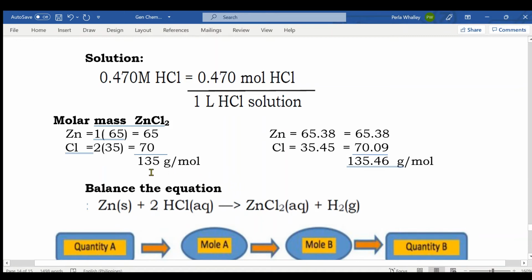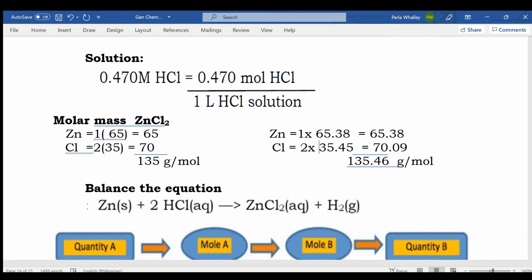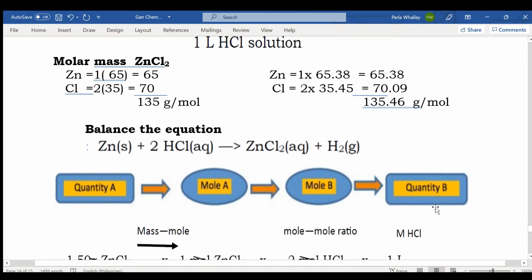This is the value when the atomic masses are rounded off. And this is the value when the atomic masses are not rounded off. Okay. So there is 1 zinc and there are 2 chlorine. Okay. So that is the value. So either of the two will give you the same answer in this problem. Okay.